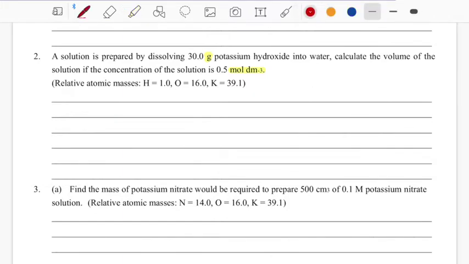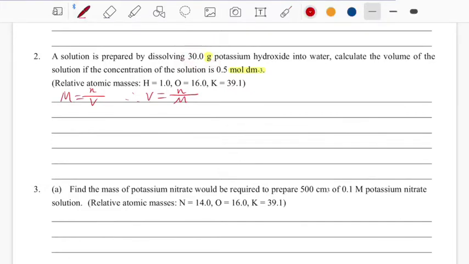Okay, so remember the formula that we have learned. We got molarity equals number of mole over volume. So here it asks us to calculate the volume of the solution. So the volume of the solution should equal number of mole divided by its molarity. Here the molarity has already been given in the question, 0.5 molar. However, we do not have the number of mole, but we have the mass. So we can work it out.